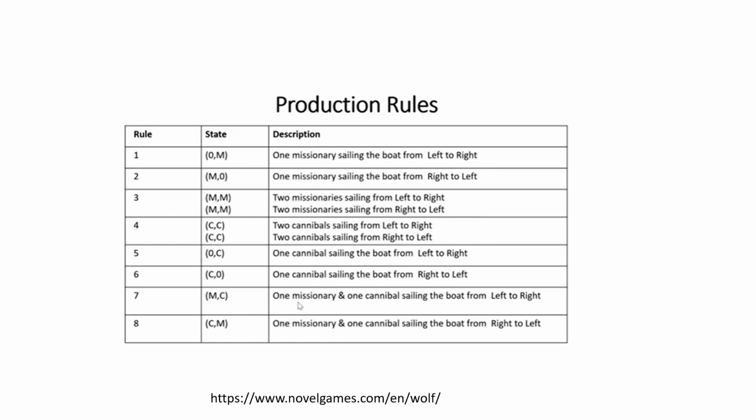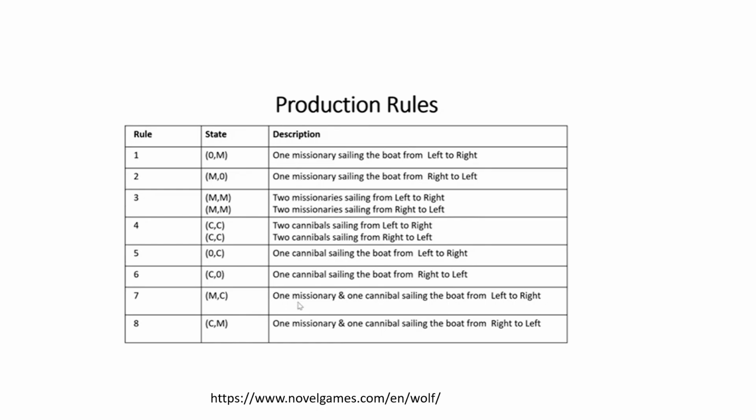The main important thing about the constraints is that if there are fewer missionaries than cannibals, the cannibals will definitely eat the missionaries. That is the main thing. And 0 comma C, one cannibal sailing the boat from left to right, no problem. C comma 0, one cannibal moving from right to left, no issues. And then M comma C, one missionary and one cannibal sailing the boat from left to right, no problem. And then C comma M, one missionary and one cannibal sailing the boat from right to left, there is no problem.